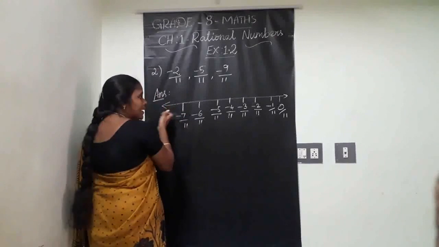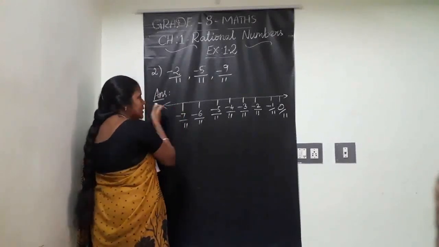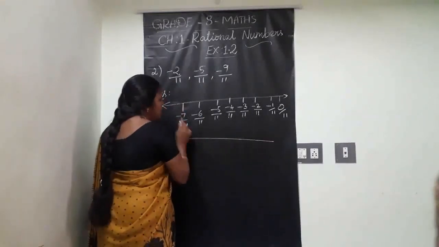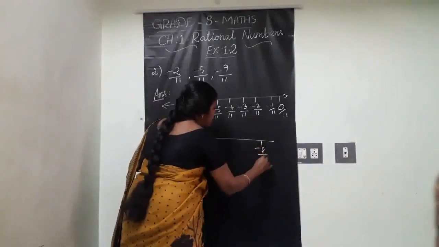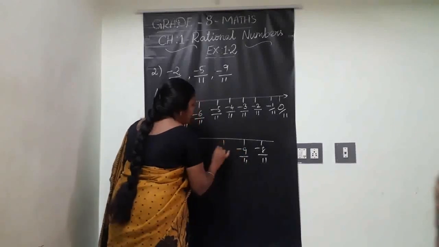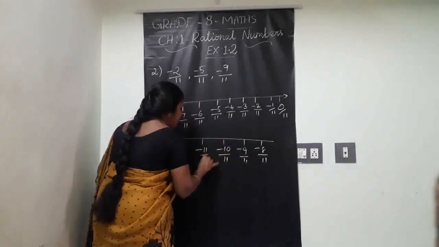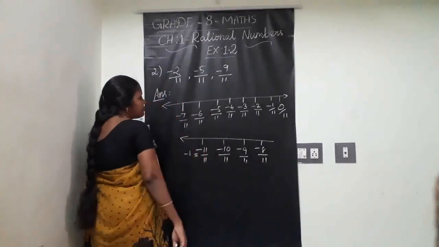Continue. Here I can't extend, but in your classwork note you can extend in this itself. I am making it here. Clear? After minus 7 by 11, what comes here? Minus 8 by 11, minus 9 by 11, minus 10 by 11, minus 11 by 11. Nothing but minus 1. Clear children?